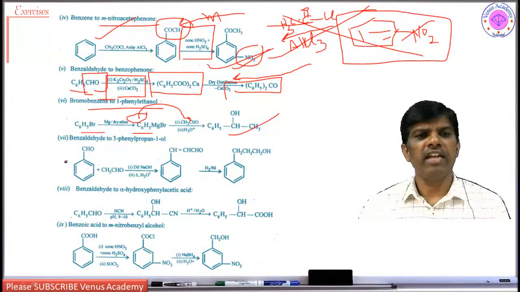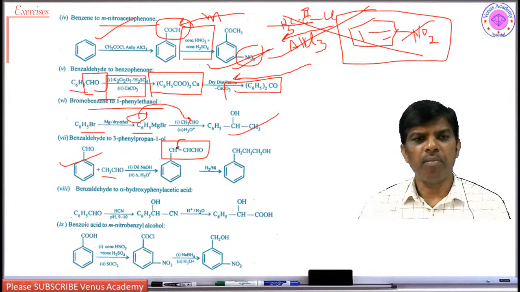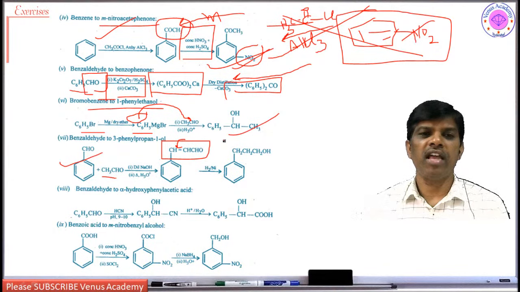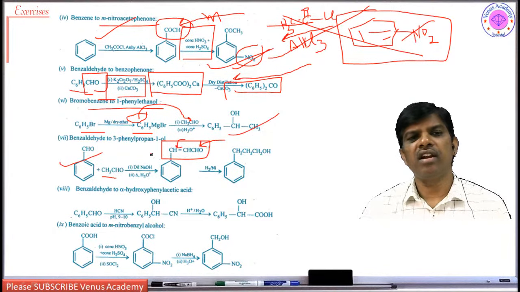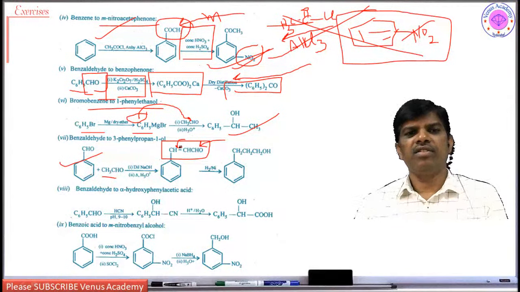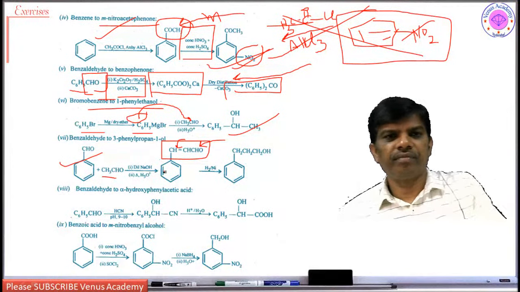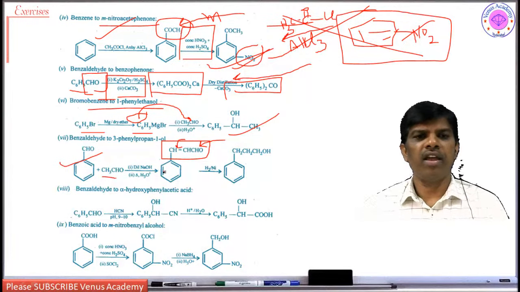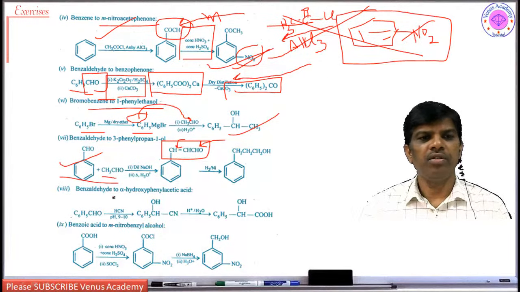Then benzaldehyde to 3-phenyl propanol. Benzaldehyde upon aldol condensation gives cinnamaldehyde. This is cinnamaldehyde, students. When I do the reduction, it is going to reduce the double bond. Raney nickel reduces the double bond as well as this aldehyde. If I use sodium borohydride, it is not going to reduce the double bond. So I am going to get 3-phenyl propan-1-ol.